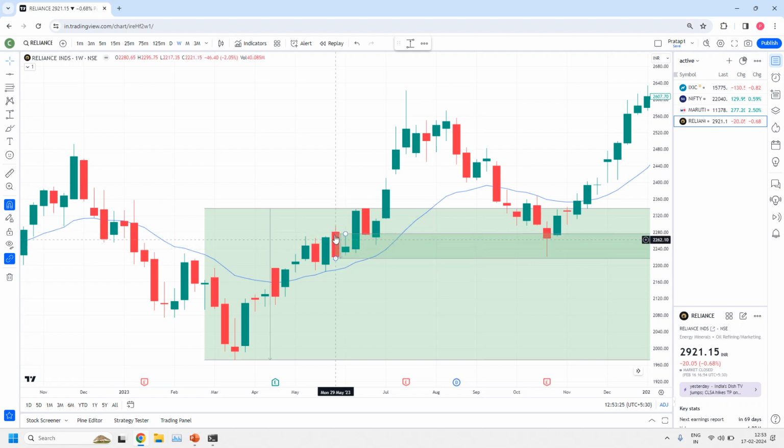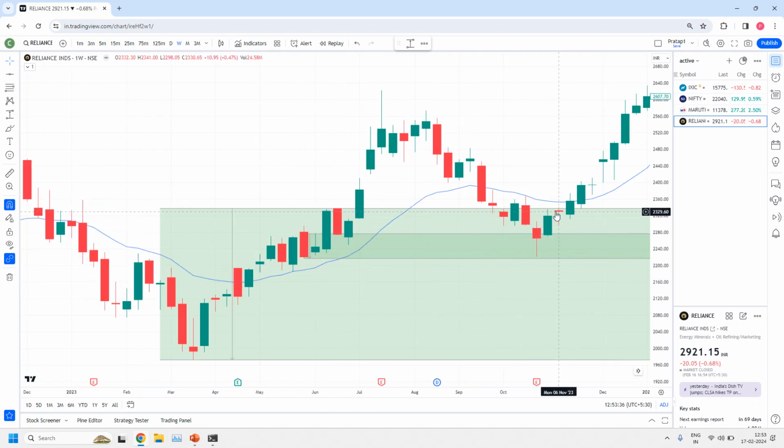If it is a rally, you don't consider. You will consider only base and leg out in rally base rally. But in drop base rally, we consider all the three. So we have drawn.